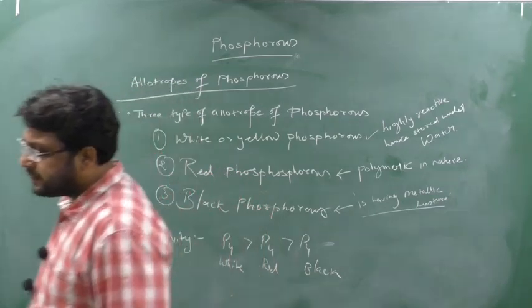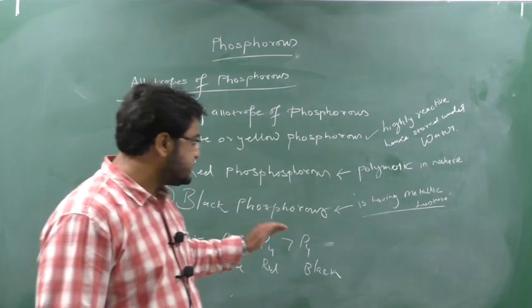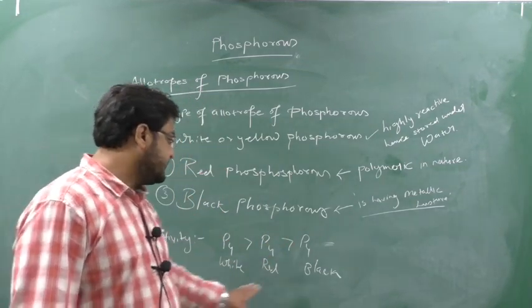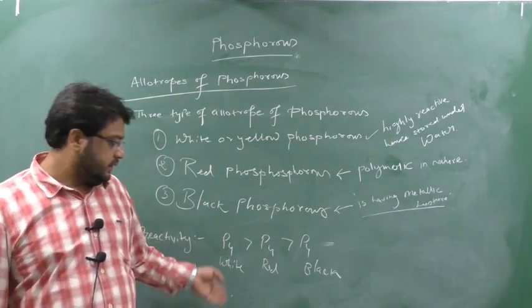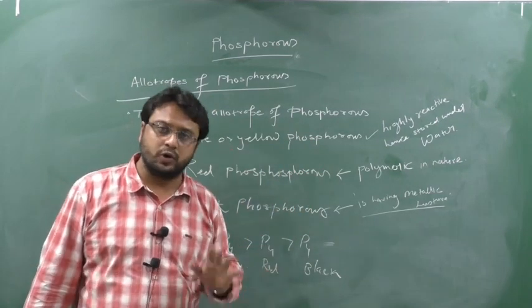So white phosphorus is highly reactive, hence it is stored under kerosene. Red phosphorus is less reactive than white, and black phosphorus is less reactive than red. So I have written this series. Sometimes it may be asked in the exam: white is more reactive than red, than black. Why? I will discuss when I do the complete theory. Don't worry about it.